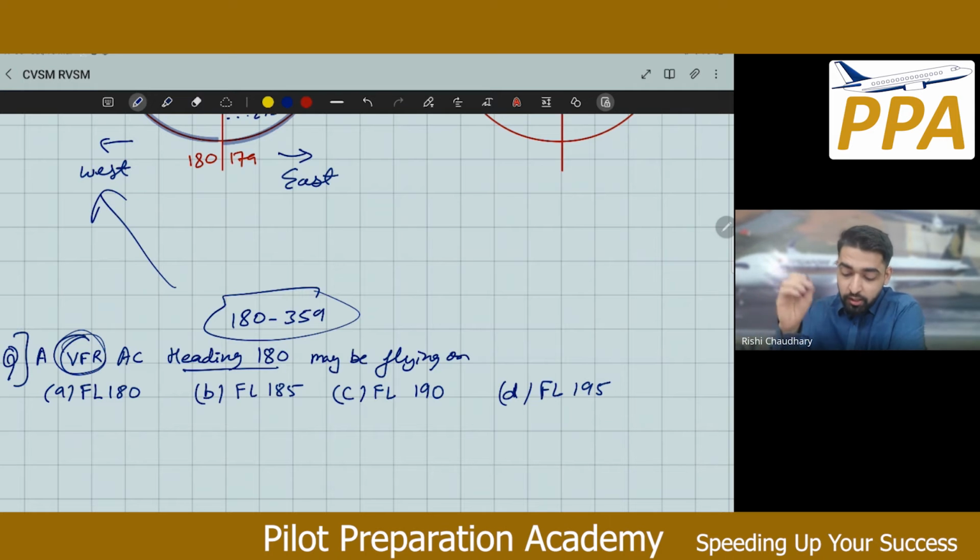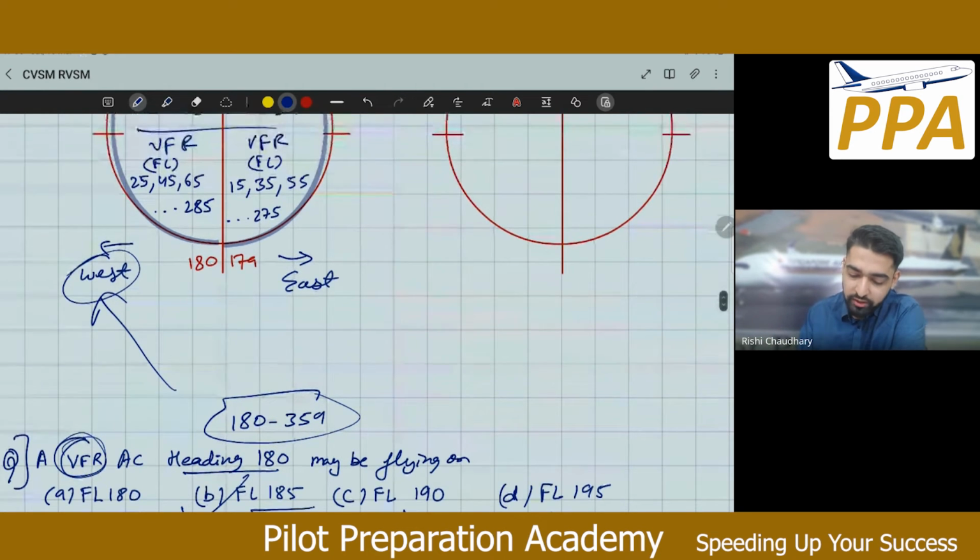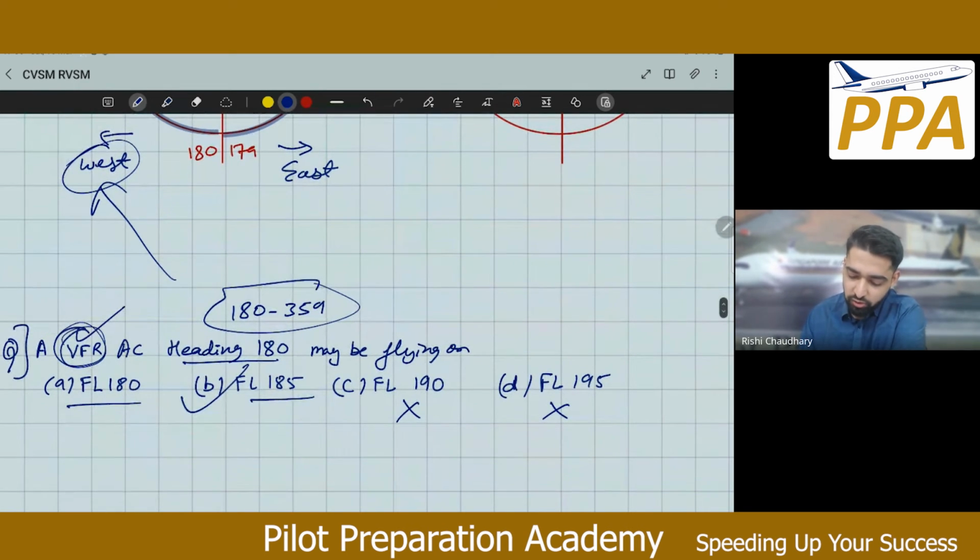So we can say because it is west, it has to be even. The thousands should be even. So 18,000 is even, and 18,500 is also even. But this is not even, so definitely these two cannot be the answer. And here, if I say 18,000 and 18,500, which should be the answer? Clearly, this should be the answer because all the 500s come in VFR flight levels. So this is VFR also. So this should be the answer. This would be the answer if it was IFR.